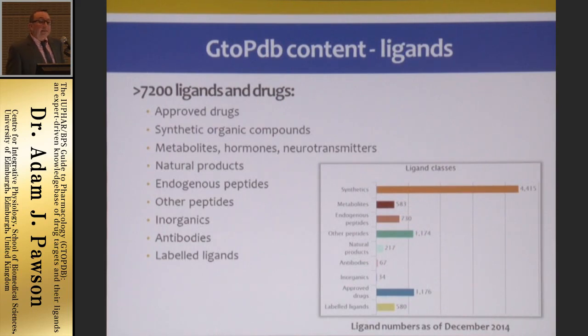And then as far as ligands in the Guide to Pharmacology is concerned, we include the annotation on more than 7,200 ligands and drugs, including approved drugs, synthetic organics, metabolites, hormones and neurotransmitters, natural products, peptides, inorganics, antibodies, and then labeled ligands as well.